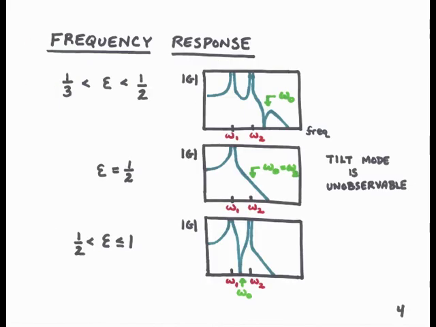Let's now look at the frequency responses for these three cases: the case where epsilon is between 1/3 and 1/2, the case where epsilon equals 1/2, and the case where epsilon is between 1/2 and 1. The shape of the frequency response will be different in each one of these cases, and it's different because of the placement of the zeros. Whether the zeros are at a higher frequency than the tilt mode, whether they're the same frequency as the tilt mode, or whether they're between the tilt mode and the bounce mode. Let's look at each of these in detail.